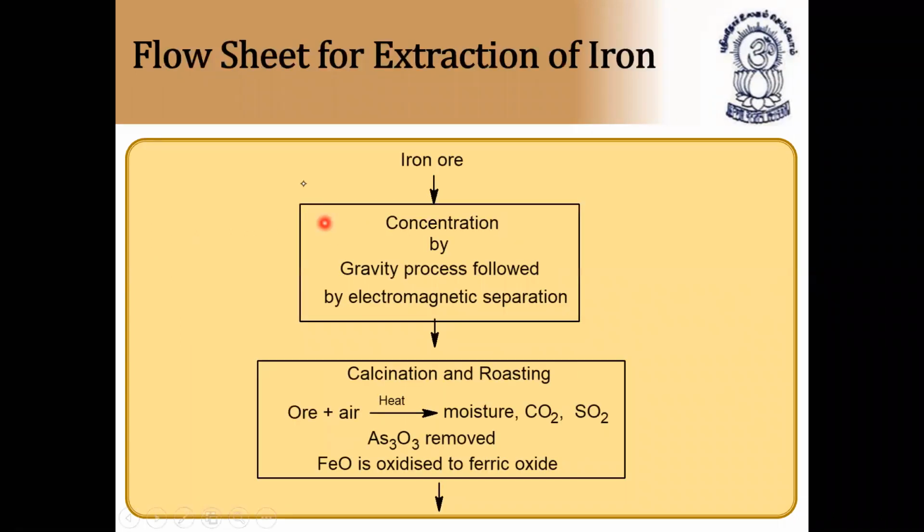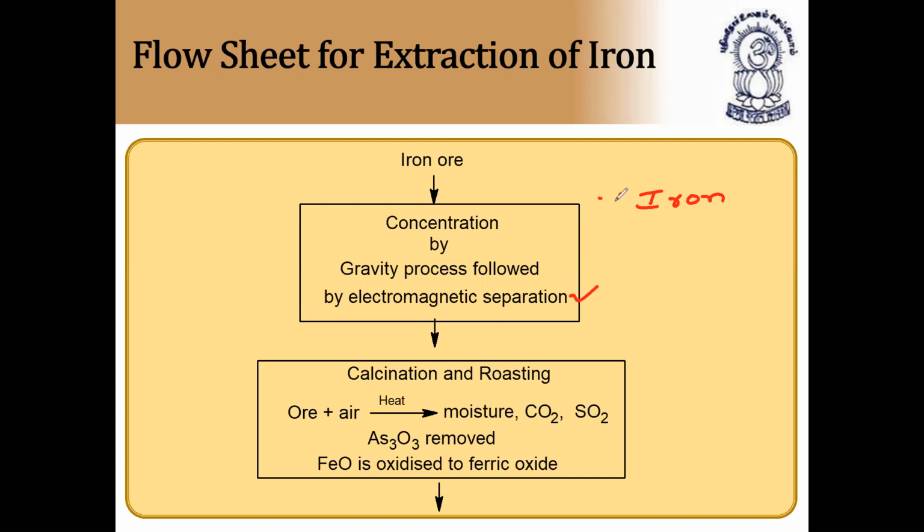Next, the flow sheet, that is the flow chart for the extraction of iron. These are the additional points apart from the points which we have discussed. So first the powdered iron ore is taken. It is concentrated by gravity separation or hydraulic washing, followed by electromagnetic separation, because iron is magnetic in nature.